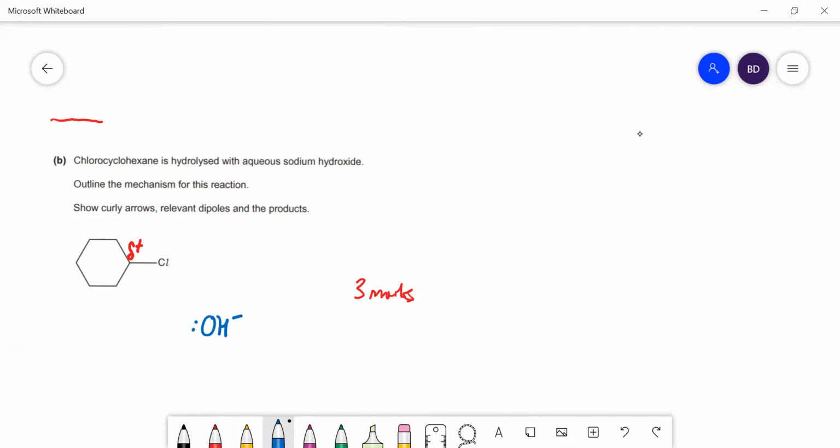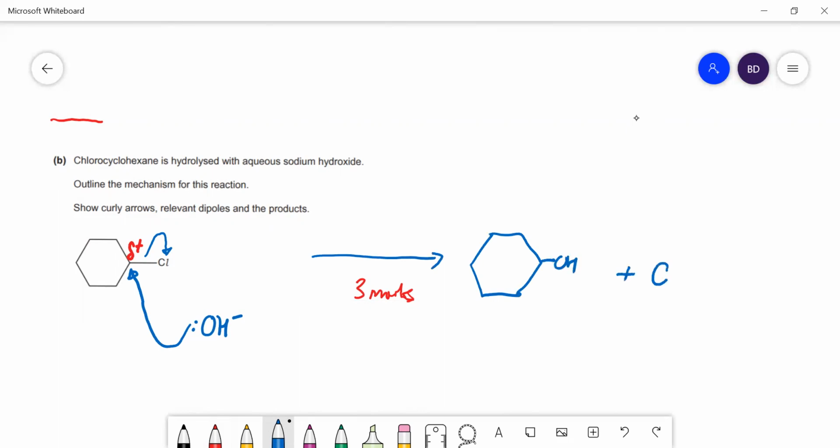The sodium is just a spectator ion, of course. That lone pair is going to form a bond pair to that carbon, and the pair of electrons in this bond is going to come off onto the chlorine. The products are going to be cyclohexanol, and you're going to get a chloride ion, and that will be with NaCl because the Na plus is a spectator ion there.